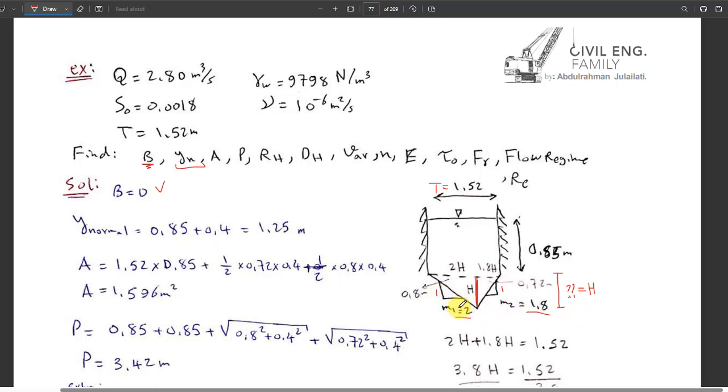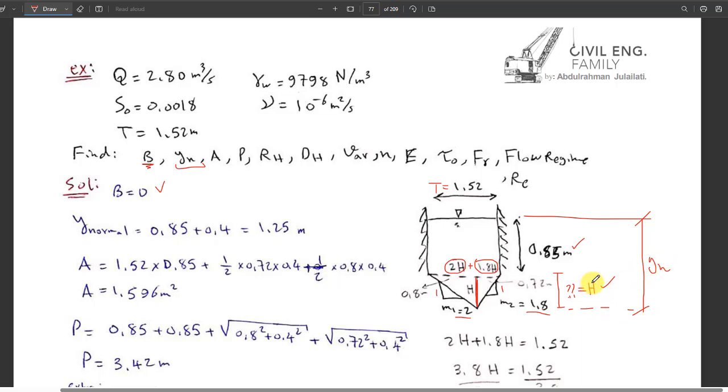what do we have here on the left? Because one vertical gives us 2 horizontal, 1H vertical gives me 2H horizontal. You see this one, 2H horizontal. And from the right side, 1H vertical gives me 1.8H horizontal. If I take the summation of 2H plus 1.8H, it should give me 1.52. In this way I can get the vertical distance. If I know H, then plus 0.85, I can directly know the Yn of the channel.